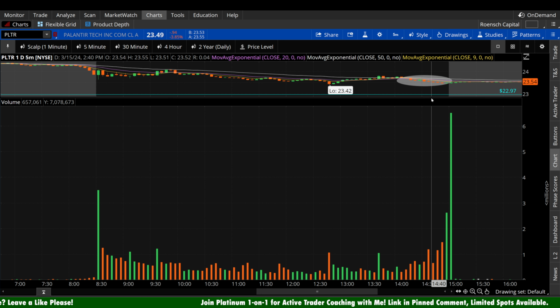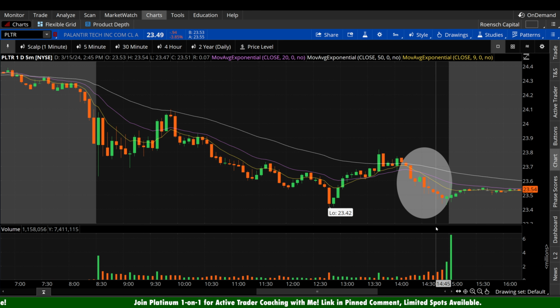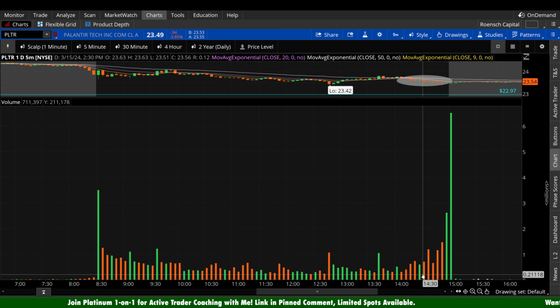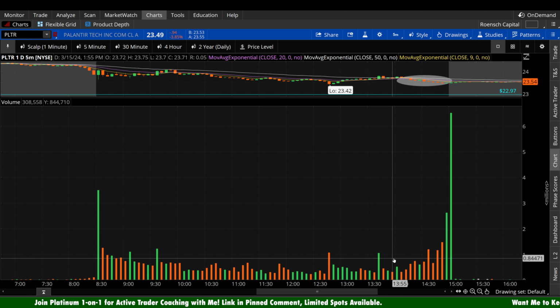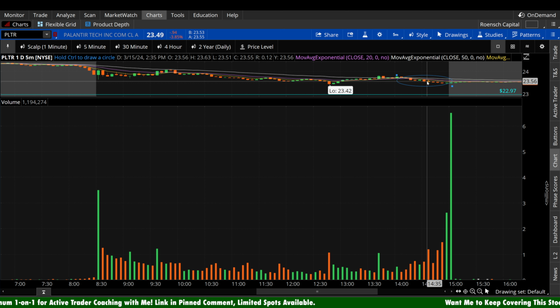And then this little bit of a fade that we got into the close, which we essentially consolidated after hours. But that fade we got intraday into the close, this is highly contextual. This little ramp up into the close, that's very normal. So really nothing there that we can pull out.